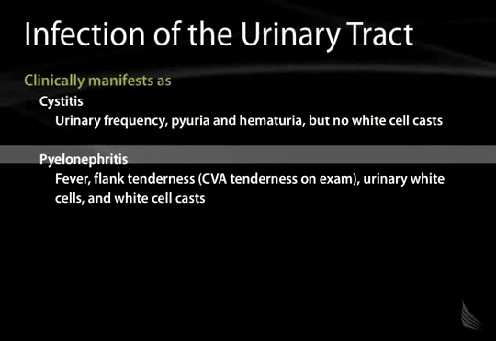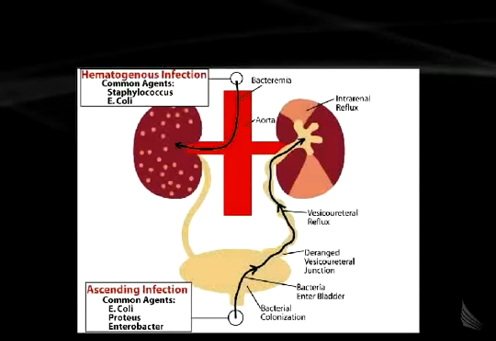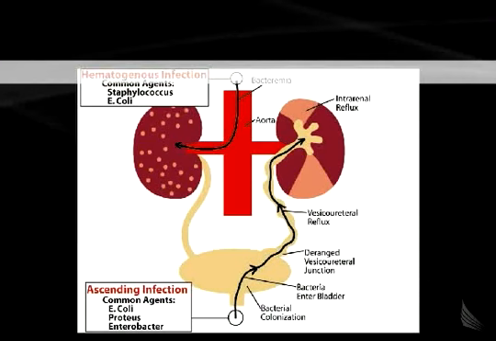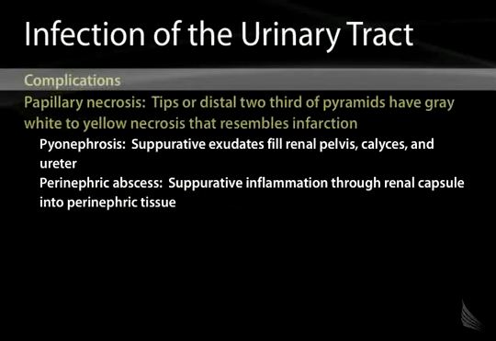Pyelonephritis is more severe. You see all the manifestations of cystitis or bladder infection with the addition of high fever, flank tenderness, which we call costovertebral angle tenderness on physical exam, urinary white cells, and white cell casts in the urine. Here's a schematic diagram of the two ways that you can get a urinary tract infection. Again, you can get it ascending from the urinary bladder into the kidney, or you can get it hematogenously via the vascular tracts. So what are complications of urinary tract infections?